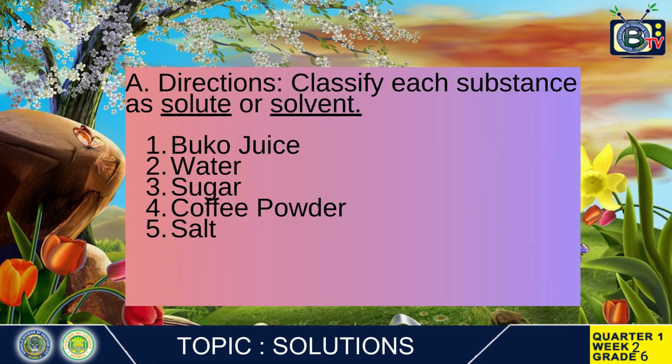For activity A, classify each substance as solute or solvent. Number 1, buko juice. Number 2, water. Number 3, sugar. Number 4, coffee powder. And number 5, salt.